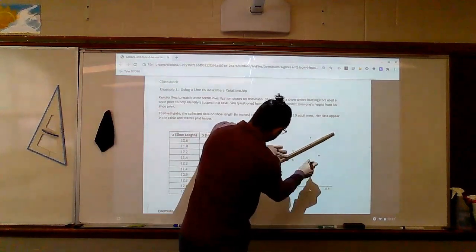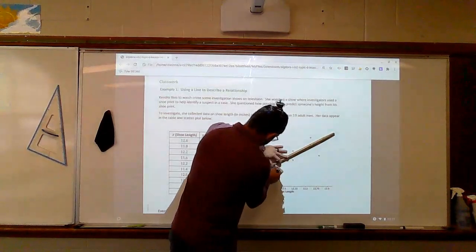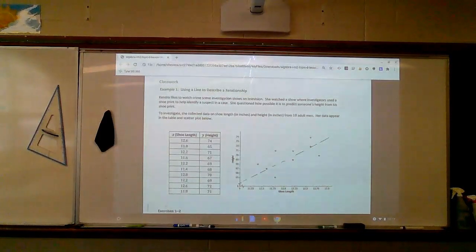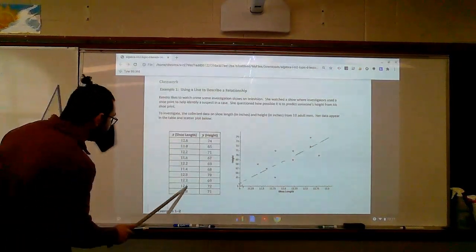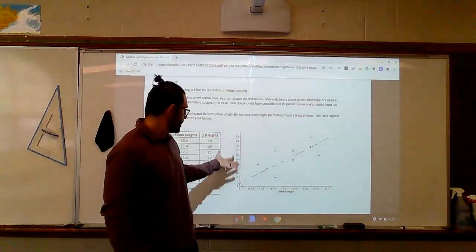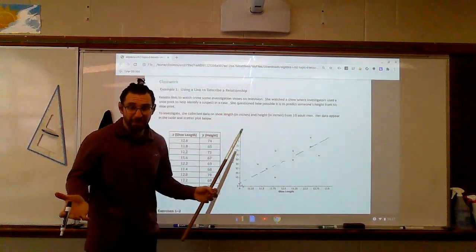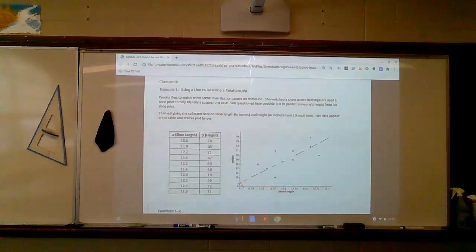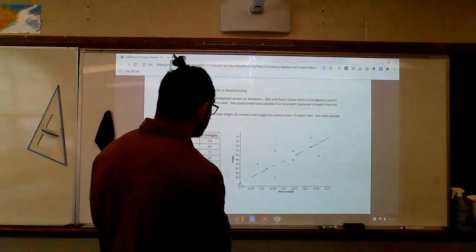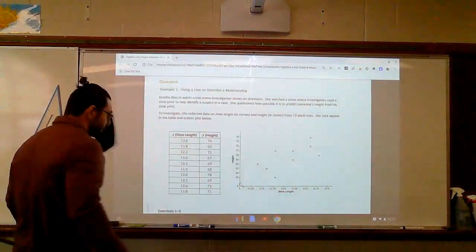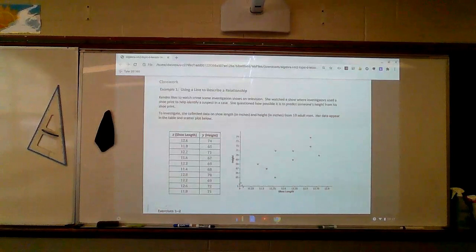These data points appear to be positive. Okay? That's not hard to see. Investigate this and say, how do we know? Because as the shoe length gets bigger, the height should get bigger. Fair enough. So what do we truly want to do? We want to be able to use these data tables, these coordinate grids, and say, what can we do with this? Well, let's find out.